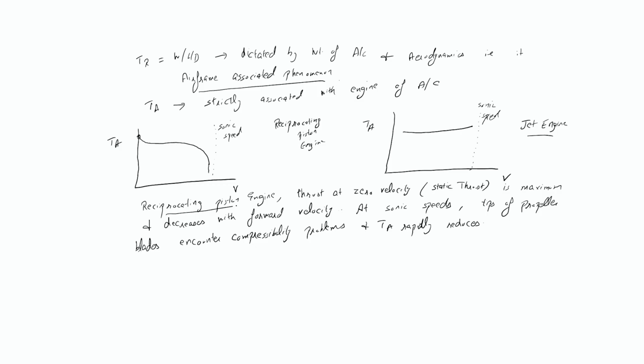Alright, so this was for the reciprocating piston engine, and this reciprocating piston engine actually powers light general aviation aircraft. But the jet engines are basically used by all commercial and military aircraft.